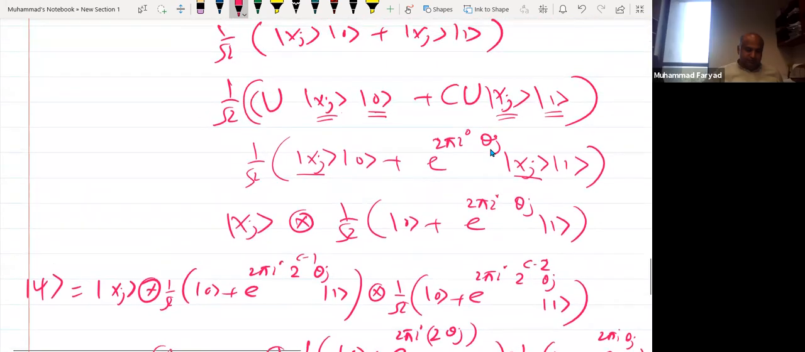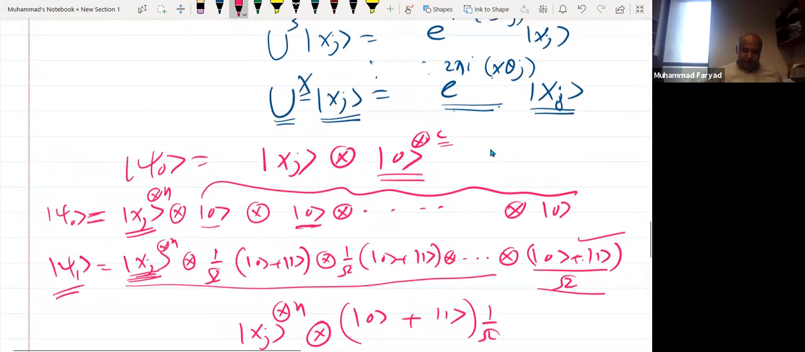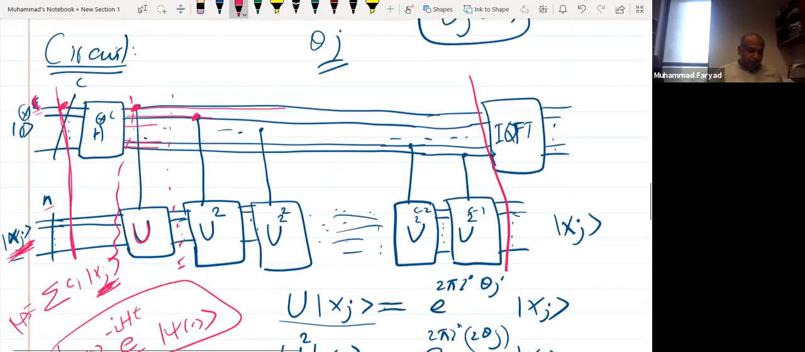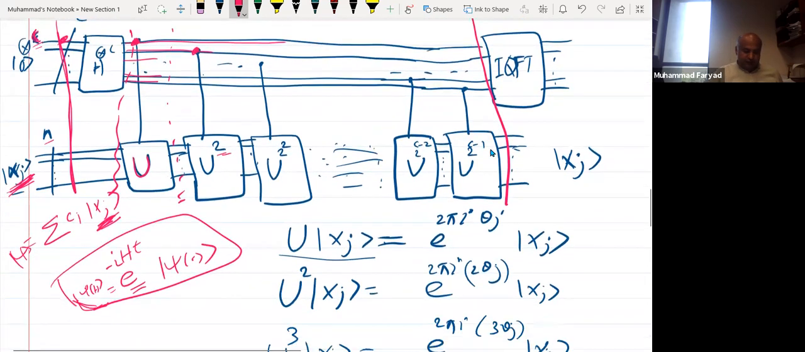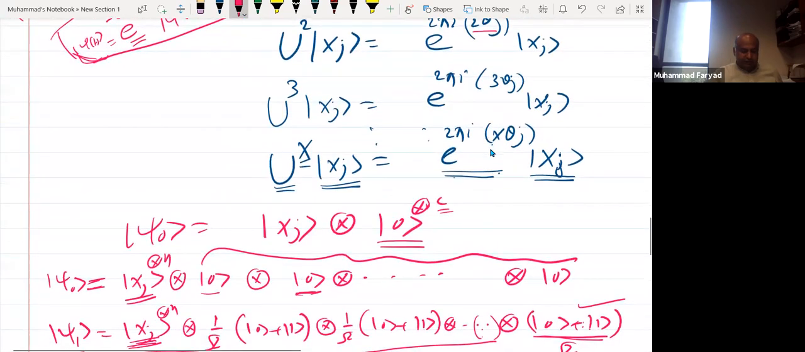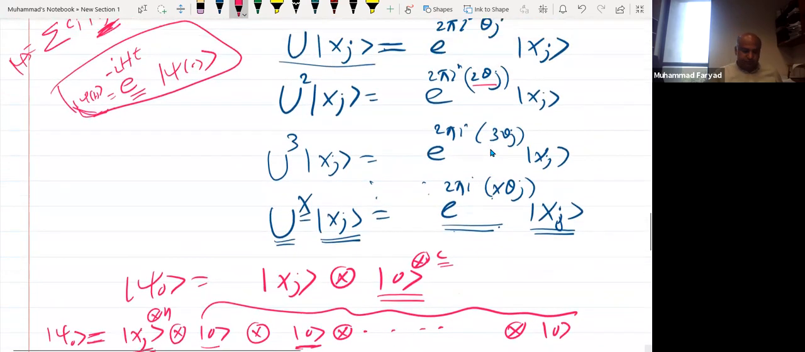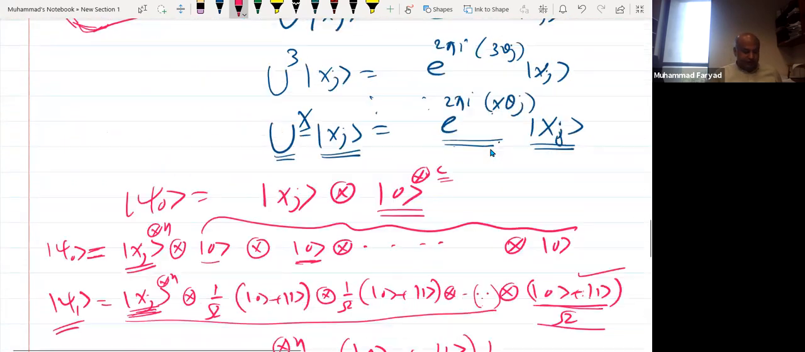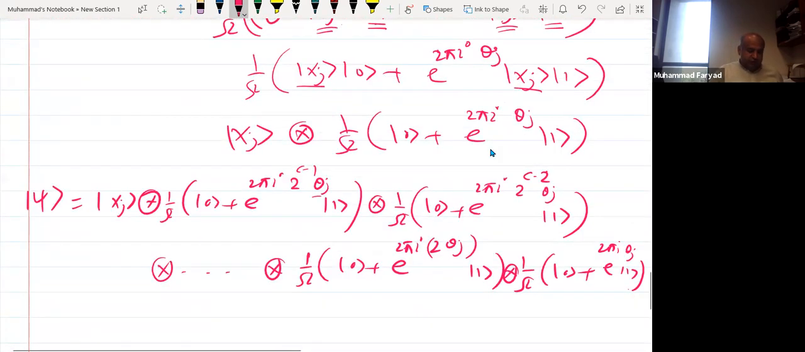Perfect. So let me just say it again. When there's a controlled unitary between this and this, I get a phase term here. When I control unitary between this and this, I get a phase term. But since this next unitary is u power 2, I get 2 theta j. Similarly, this last term has a unitary with a power 2 power c minus 1. So I get 2 power c minus 1 multiplied to theta j over here.